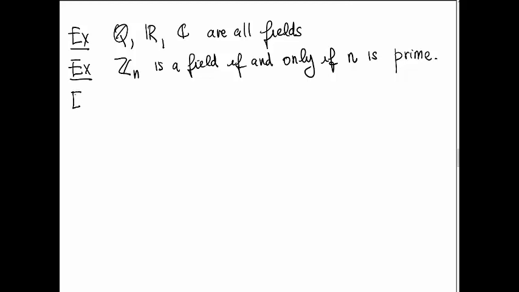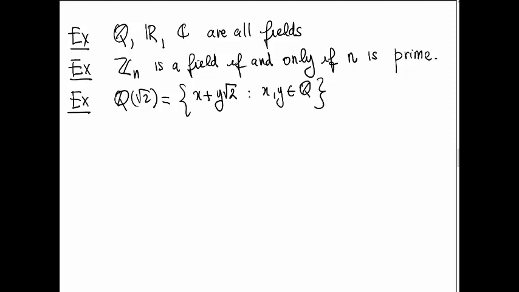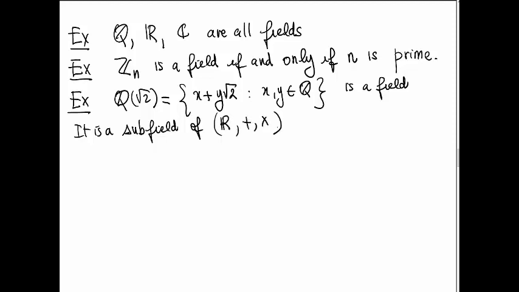Here is another example. Let's consider, we define this as Q adjoin square root of 2, the set of all numbers of the type x plus y times square root of 2, where x and y are rational numbers. So this is also a field. And we can regard this, in fact, as a subfield of the reals, endowed with addition and multiplication.